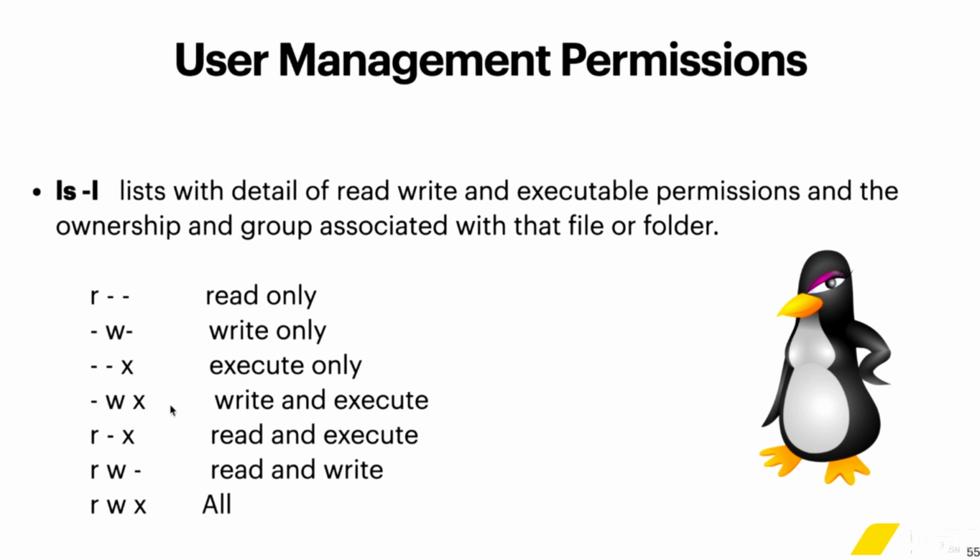If it is dash WX, it means write and execute. R and X means read and execute. R and W means read and write. RWX means all. So these are the places defined. The first place is for read, the second place is for write, and the third place is for execution. In this way, you can identify what permissions are associated with a particular file. So let's try this command and see what permissions are available for all the users. Then we will see how we can change the ownership of a file to some other user.